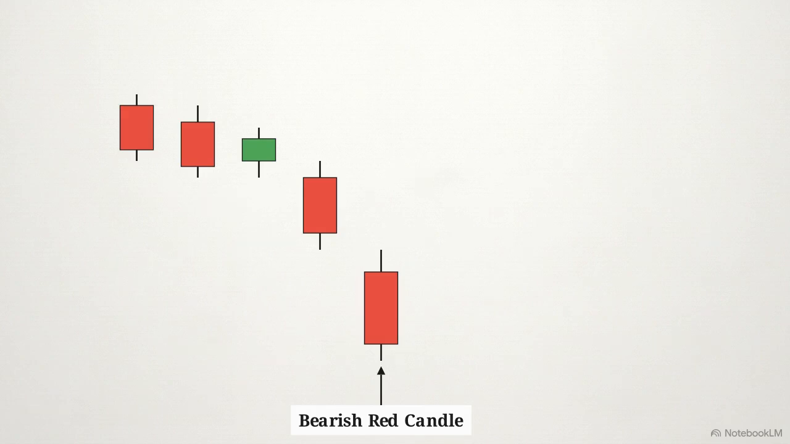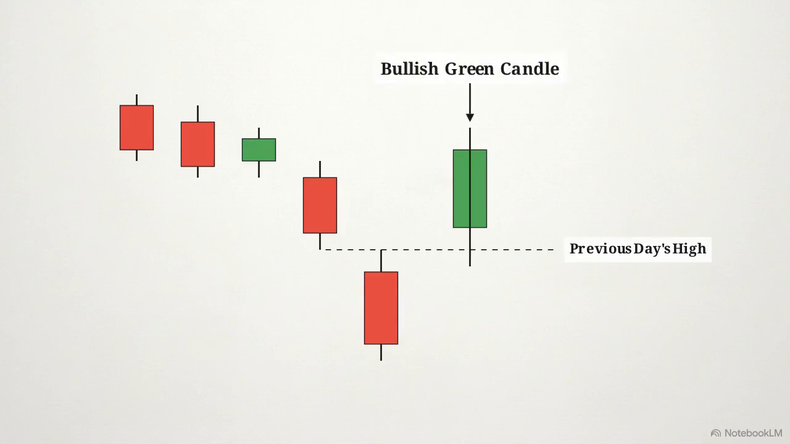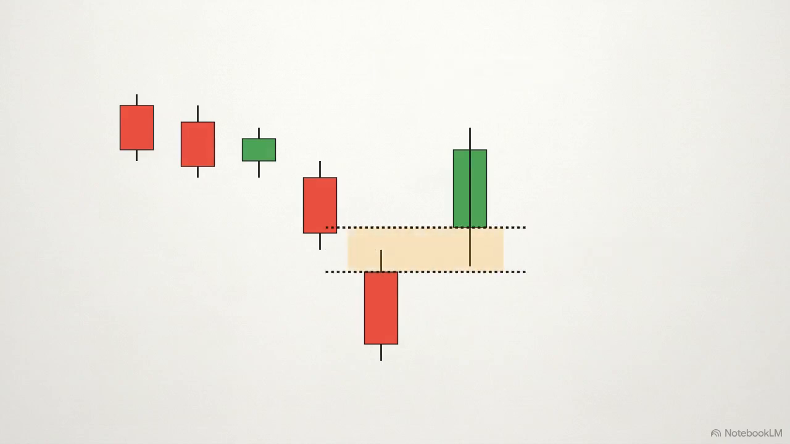The third condition occurs the next day, when the price opens above the previous day's high, creating a gap up and forming a bullish green candle. This gap is the defining feature of the pattern. The rectangular bodies of the 2 candles cannot touch. While it is acceptable for thin wicks to enter the space, the solid bodies must remain completely separated.